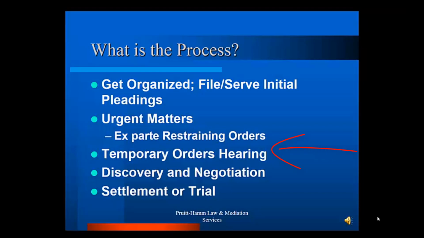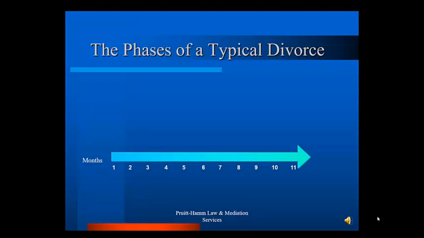Then temporary orders is usually the only time that parties will appear in front of a judicial officer, and that's going to be covered in the phases of divorce. Discovery and negotiation, settlement or trial, those are the other parts. The phases of the divorce, typically phase 1 is from the filing to the temporary order hearing, usually anywhere between 2 and 3 weeks to 6 to 8 weeks, so generally about a month.